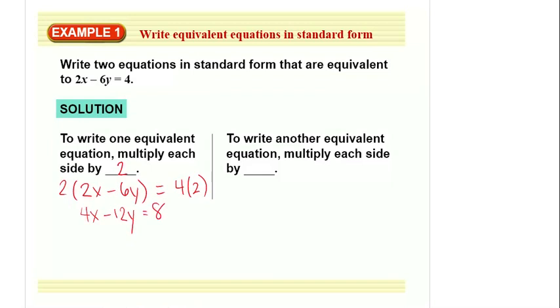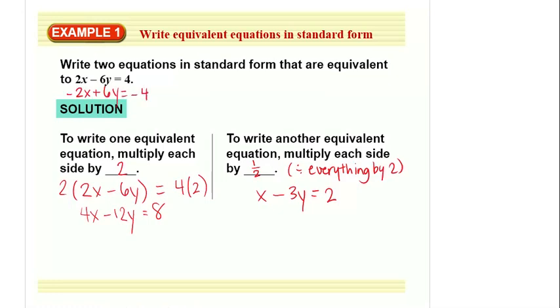We could also look at this and say, they're all even. Let's multiply everything by a half. Okay, really, we're going to divide everything by 2. And when we do that, our 2x would become x, our minus 6y would become minus 3y, and our 4 would become 2. I could have even just multiplied everything by negative 1 instead and changed the signs of everything, and we'd have negative 2x plus 6y equals negative 4.